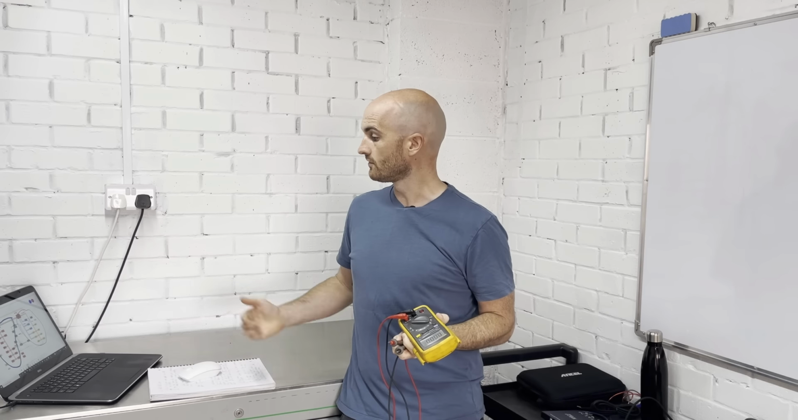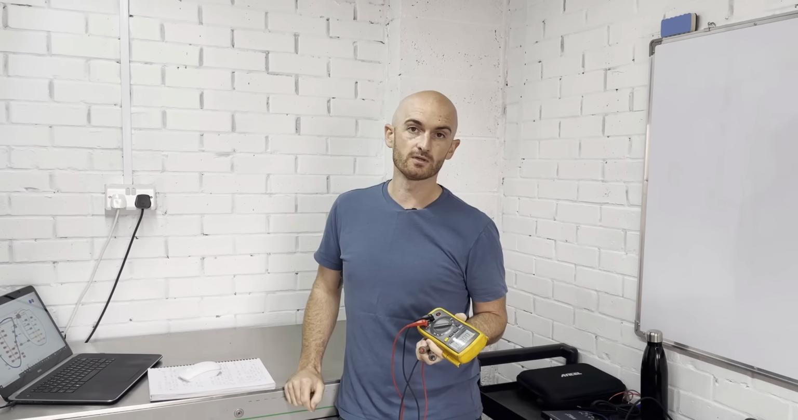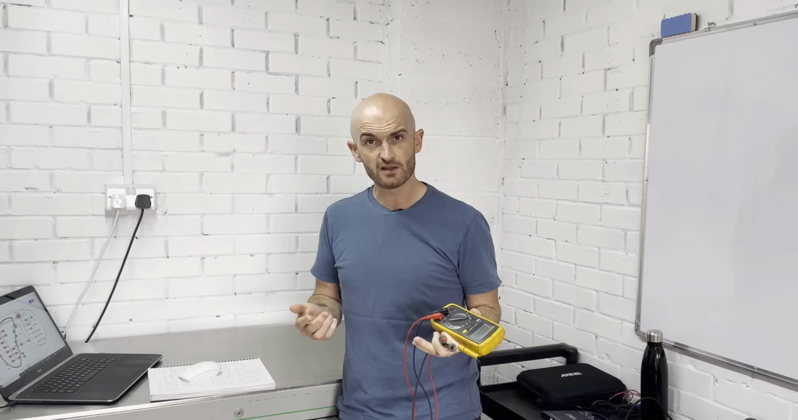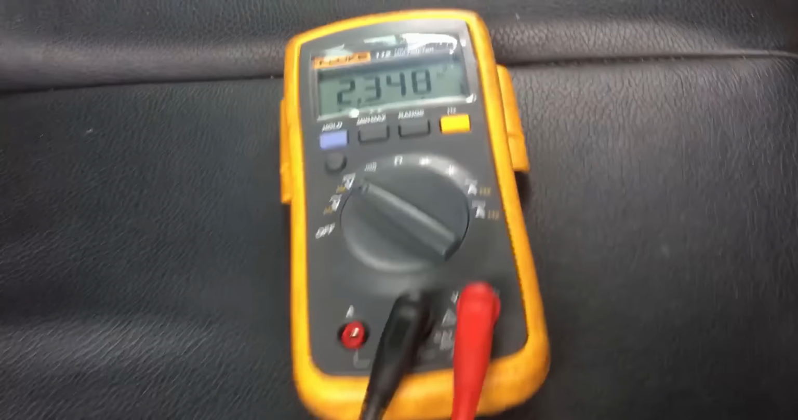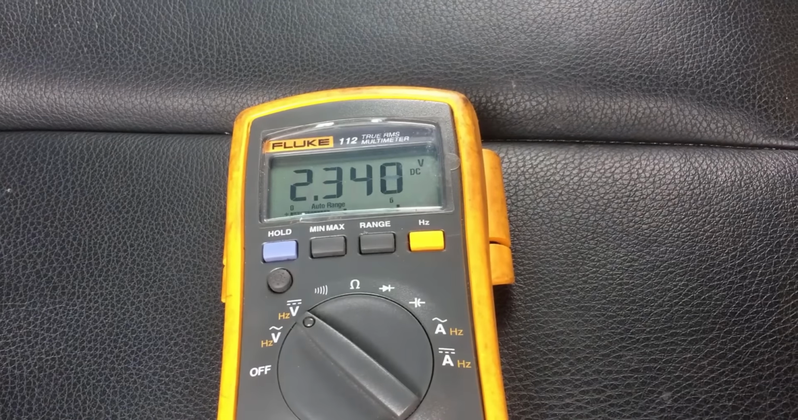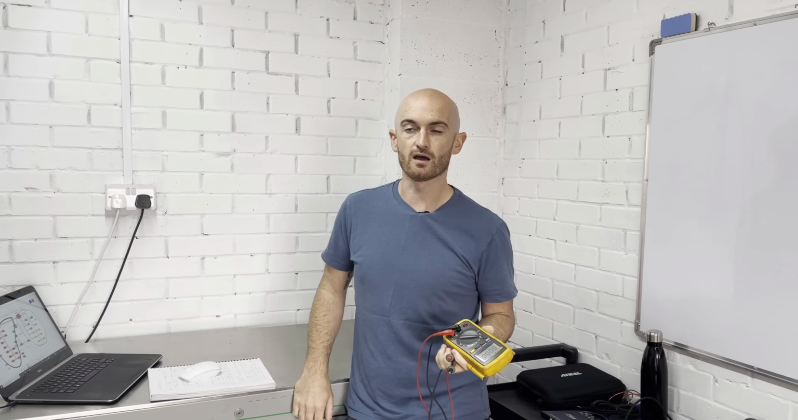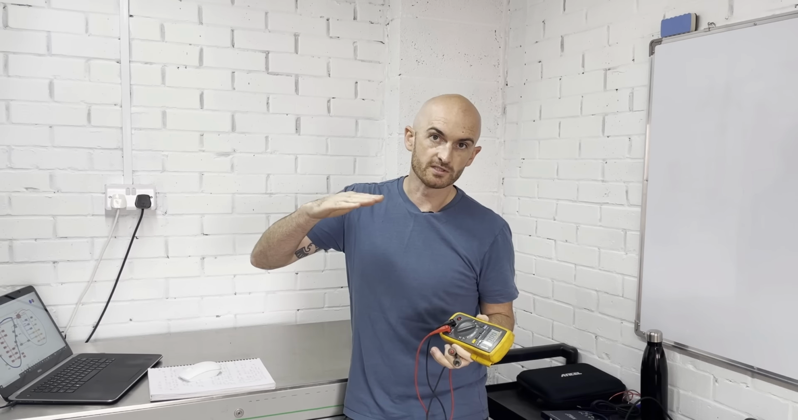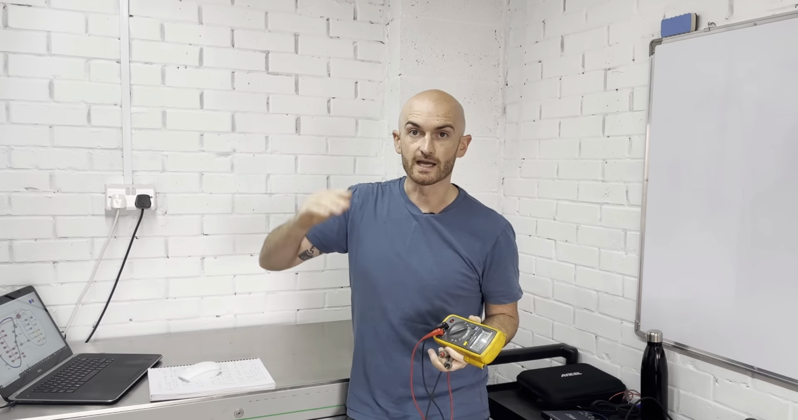For a high-speed CAN bus network, we'd be looking at around 2.6 volts on CAN high and about 2.4 volts on CAN low. However, this does really depend on the number of modules and the network activity you've got on the car. The more modules and the more activity you've got, the voltage you read might be slightly higher, and it'll be slightly lower on CAN low.